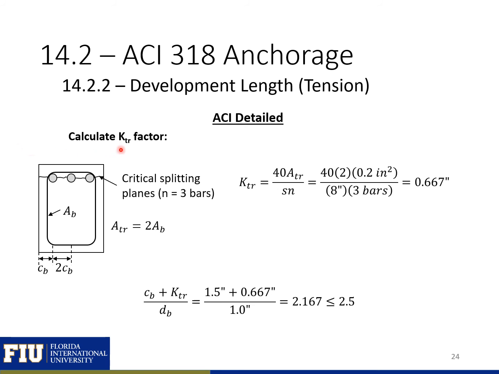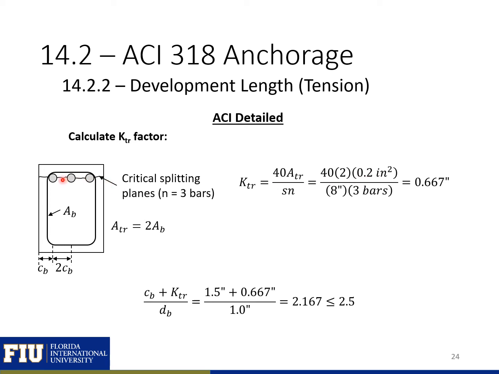Next, we need to calculate our KTR factor. This factor is equal to 40 times A transverse divided by S times N, where all our A transverse and our N are dependent on what our splitting plane is. Here we saw on the previous slide that our splitting plane is the bar-to-bar splitting plane. So this splitting plane going across has 2 legs of reinforcement crossing it. So our A transverse is equal to 2 times the area of our bar. So 2 times 0.2 square inches for our number 4 bars.